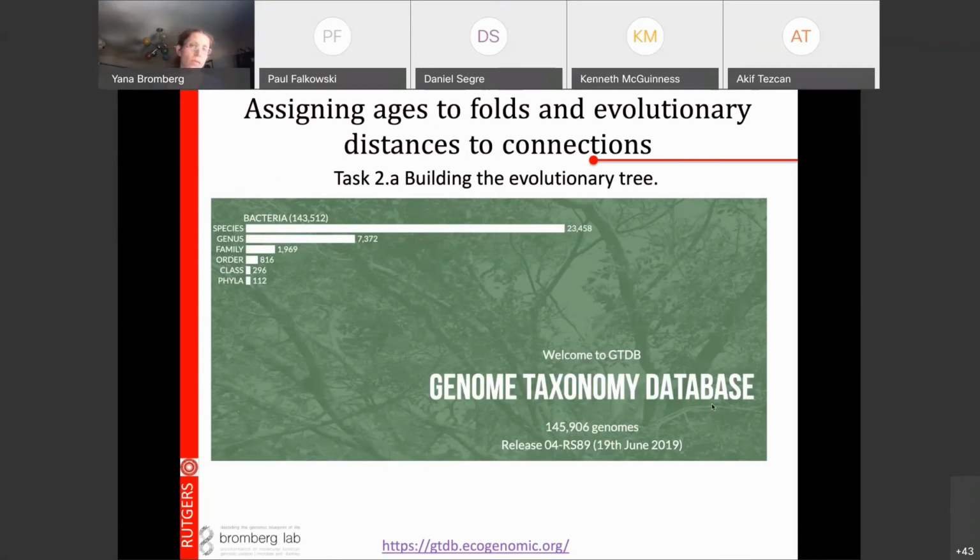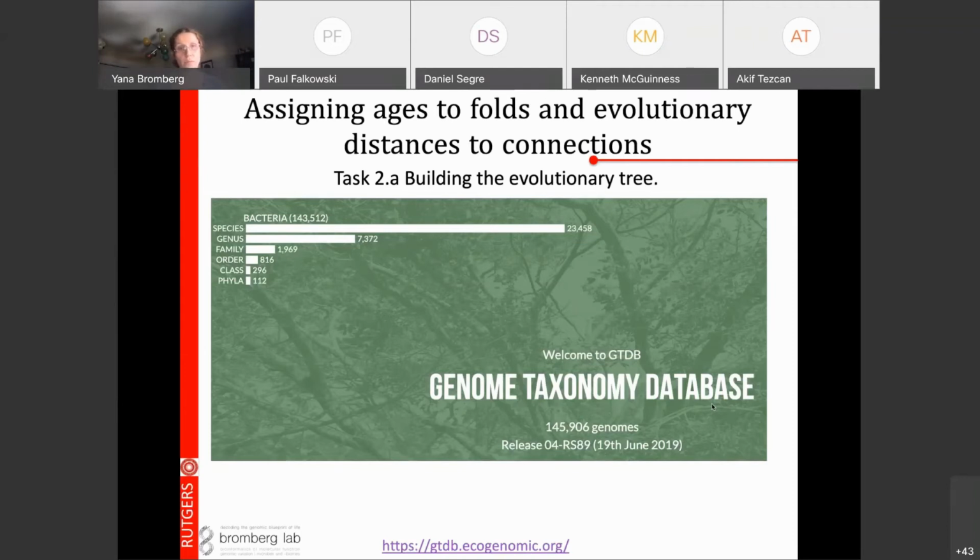So what we did is we mapped the protein sequences to the genomes of bacteria. So now we're looking at 143,000 sequenced genomes in this database called the Genome Taxonomy Database. Those of you who remember, originally we started with a much smaller set. By using this larger database, we were able to annotate almost all of our proteins.